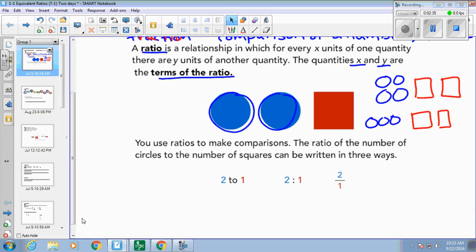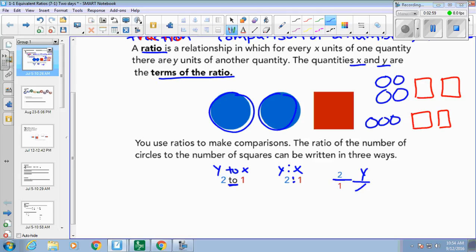The ratio of the number of circles to the number of squares can be written in 3 ways. 2 to 1 with the word to, 2 to 1 with the colon, or 2 divided by 1 as a fraction. Now, not to make things very confusing, but I'm going to say that it's y to x. There are the terms of my ratio. Y colon x. There are the terms of my ratio. Y divided by x. Again, there are the terms of my ratio.